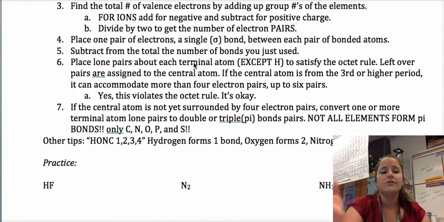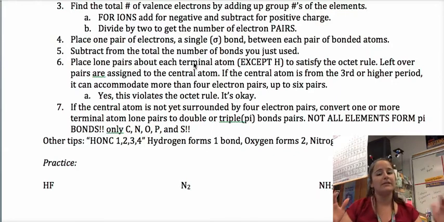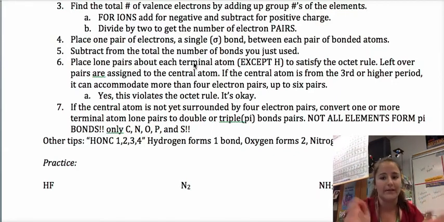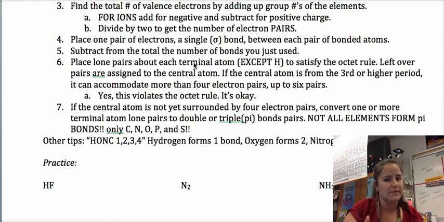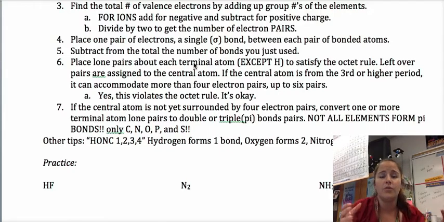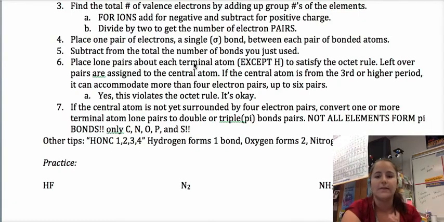Look at the bonds you used, subtract to see how many electrons you're still working with, and you start placing lone pairs on each terminal one until you satisfy the octet rule. If you have any left over, you put them on the middle atom. If you don't have enough, then you move them into bonding ones.